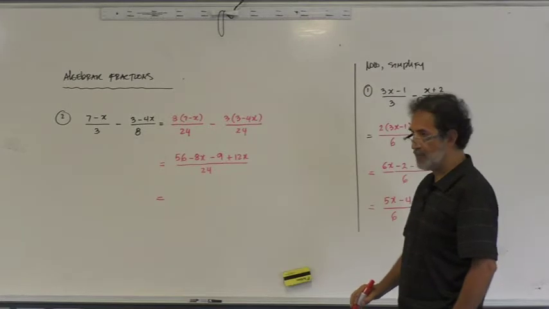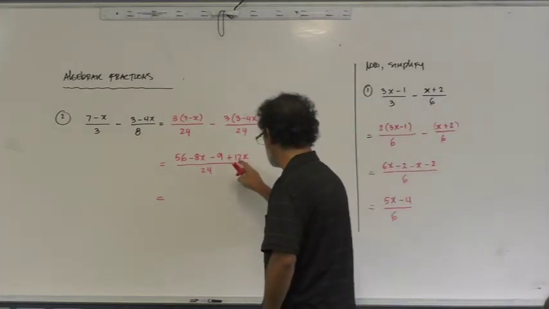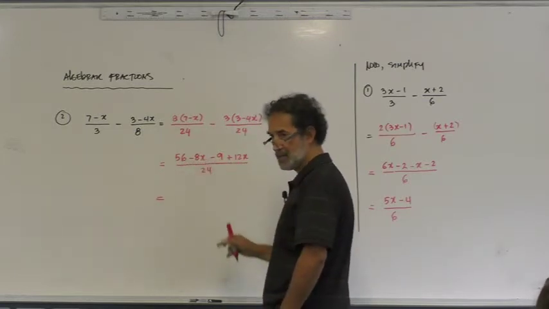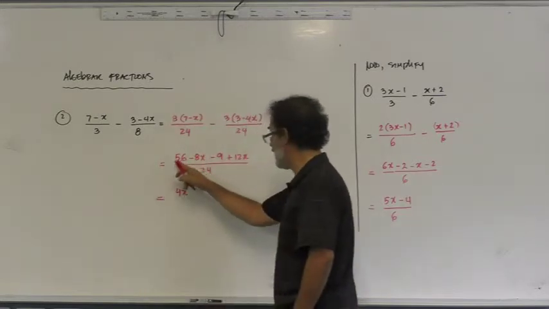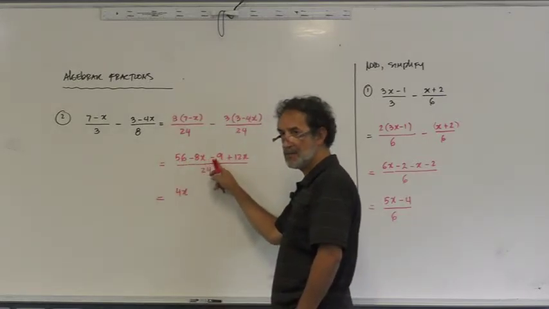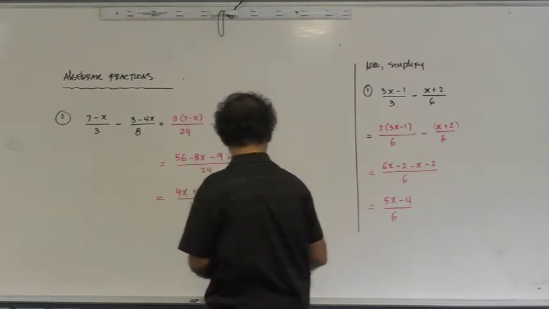Okay, and then we're going to simplify. Takisa, can you please tell me the answer for 12x minus 8x? 4x. And then 56 minus 9, 47. So it's plus 47, and then over 24. That's it.